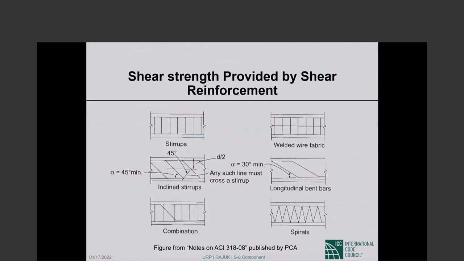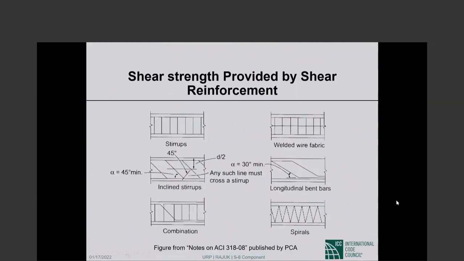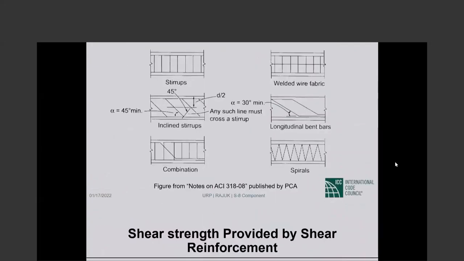These are the various types of shear reinforcement: stirrups, welded wire fabric, inclined stirrups, as it says, more than 45-degree angle. So those are the inclined stirrups. Longitudinal bent bars. This is the tension bar bent up and then it becomes a compression bar. This used to be done a long time ago. Combination of bent bars and stirrups, and then the spirals. Okay, so this is very common. The spirals are not terribly uncommon, but these inclined things I think are not common.